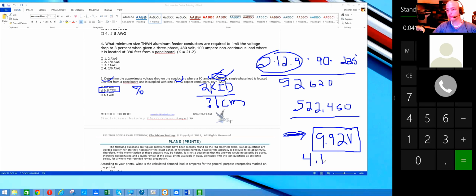That's right. Your voltage drop divided by your 240 volts. Just simply remember to take your answer and divide it by the branch circuit or the system voltage given to you in the question. And then that answer is going to be in decimal form. You just move it 2 places to the right, and that's your percentage.